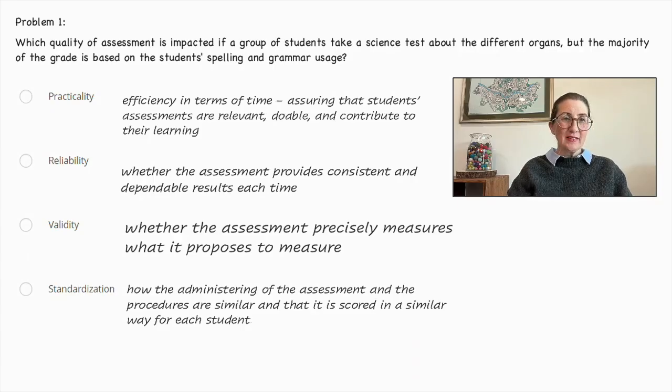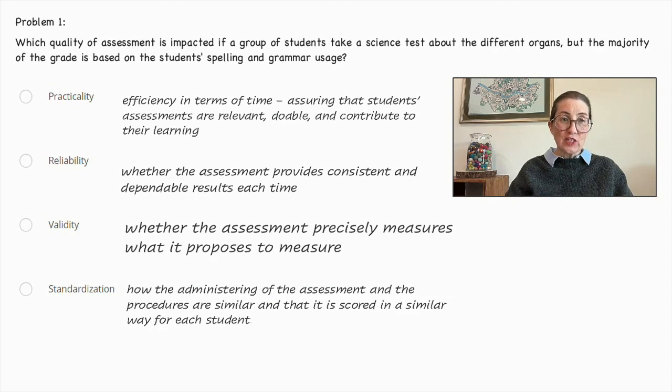Problem number 1. Which quality of assessment is impacted if a group of students take a science test about the different organs, but the majority of the grade is based on the student's spelling and grammar usage? Practicality, reliability, validity, or standardization? Let's look at each of these.